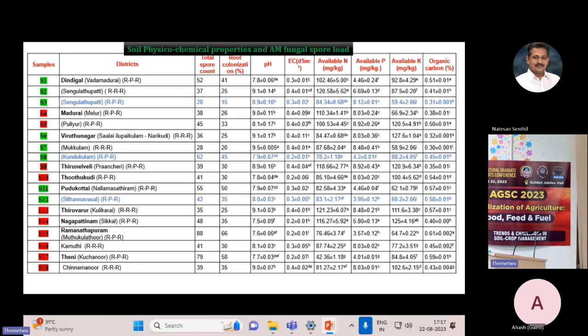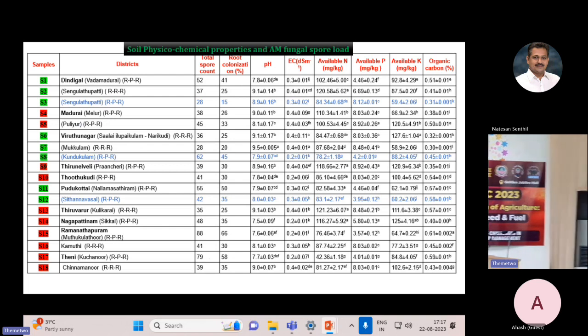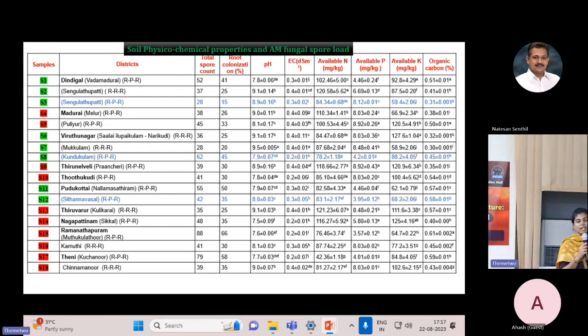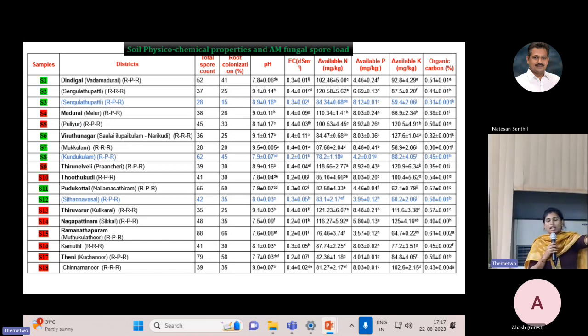This is the overall tabulation of physicochemical properties of drought-prone areas. From 10 districts, 18 samples were collected according to cropping pattern and fertilization. Spore count and root colonization were analyzed, and pH, EC, available nitrogen, phosphorus, potassium and organic carbon were estimated. The soil from Ramanathapuram, which is S15, shows more AM fungal spore load and root colonization. This is because in that particular soil, the pH was found to be low, and the phosphorus content was found to be low.